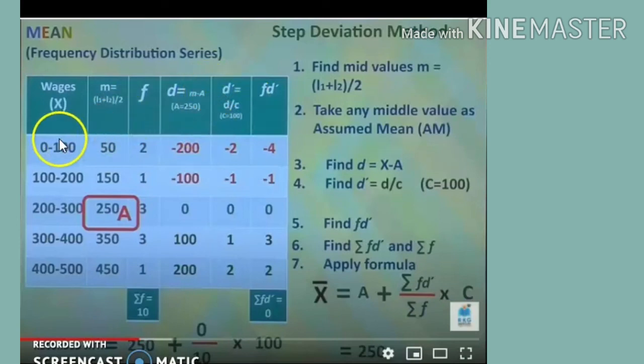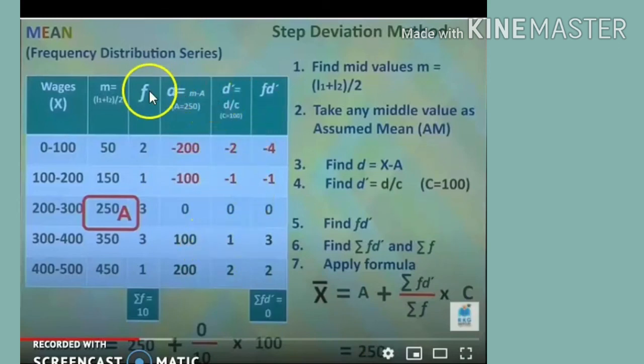So the common difference, here you can see, 0 minus 100. What is the class interval difference? That is the common difference. So c is equal to 100. So here you will be finding d divided by c, that is d dash. So minus 200 divided by 100, you will be getting minus 2. Then minus 100 by 100, you will get minus 1, then 0, then 1, 2.